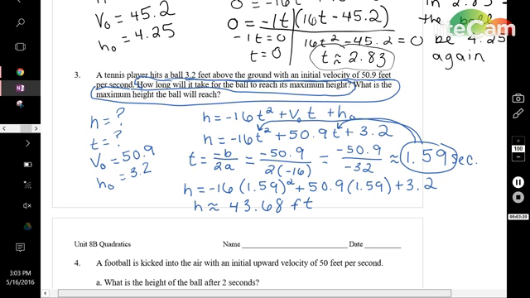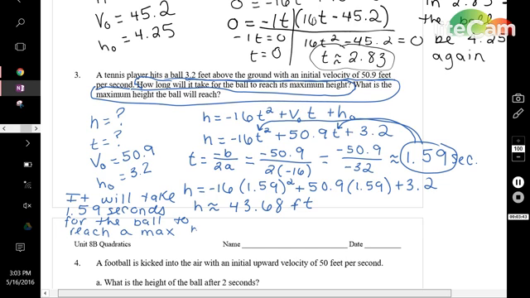So to answer this question, it will take 1.59 seconds for the ball to reach a maximum height of 43.68 feet.